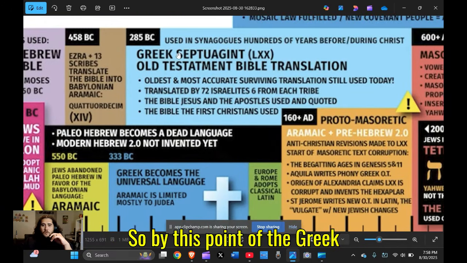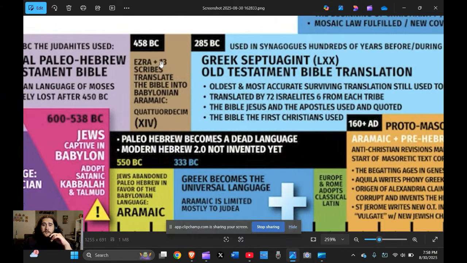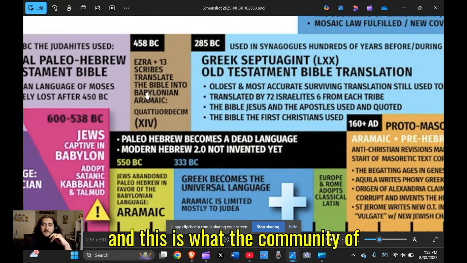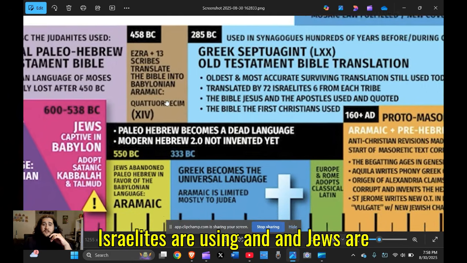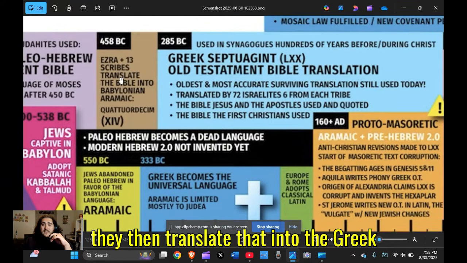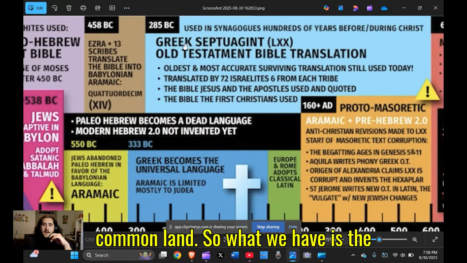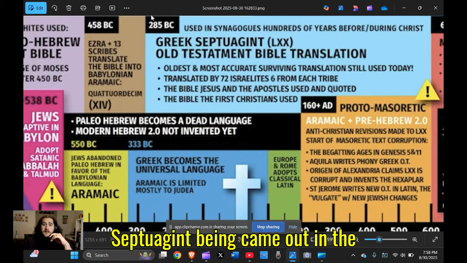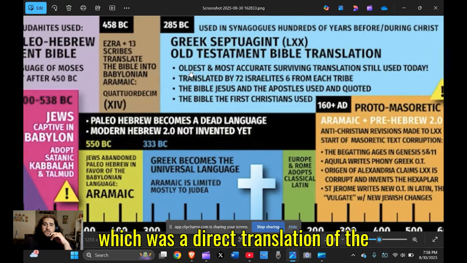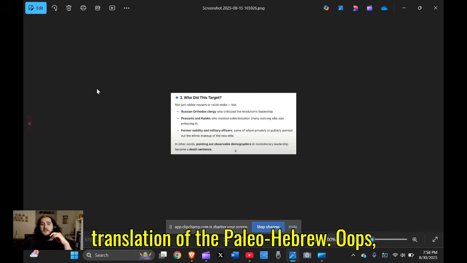So by this point of the Greek culture, what we see is that once Ezra makes this into Aramaic, this is what the community of Israelites and Jews are using. They then translate that into the Greek tongue after the Greek tongue becomes the common language. So we have the Septuagint coming out roughly in the 3rd century BC, which was a direct translation of the Babylonian Aramaic, which was a translation of the Paleo Hebrew.